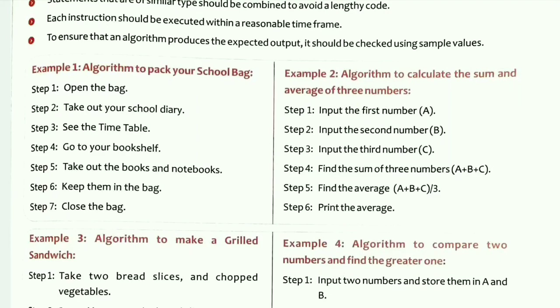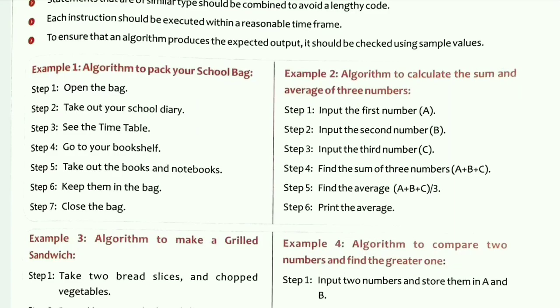Now let us see the second example. Example 2 is algo to calculate the sum and average of 3 numbers. In this, the first step is input the first number, then input the second number, then input the third number. Now find the sum of these 3 numbers, that will be a plus b plus c. Then find the average, and the formula for average is a plus b plus c divided by 3. Now print the sum and average. Look, in this example, in the school book, they are printing only average, but it should print the sum and average.